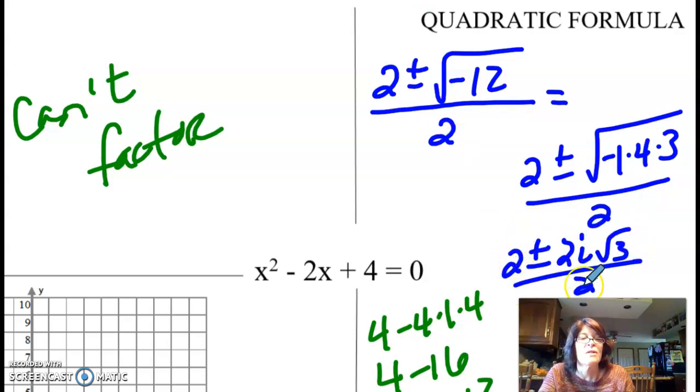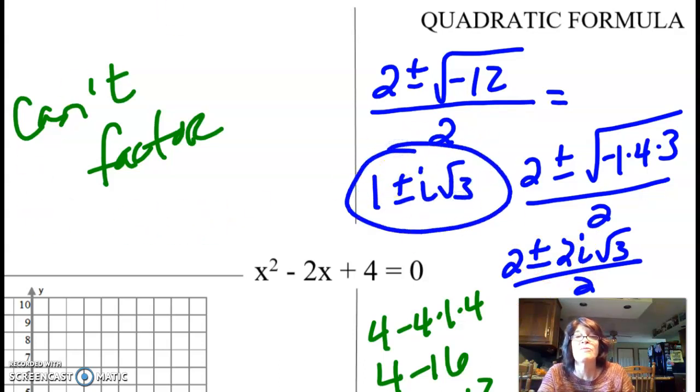Well, since the 2 can go into both of these, I can divide 2 into both of these. The final answer is 1 plus or minus i square root of 3. They're imaginary, so I'm certainly not going to graph them.